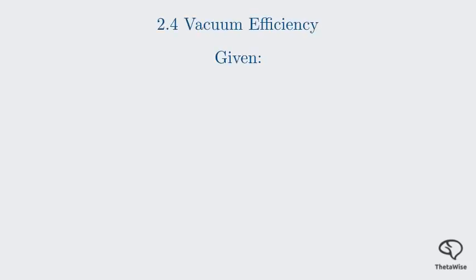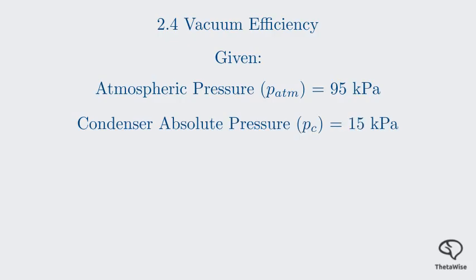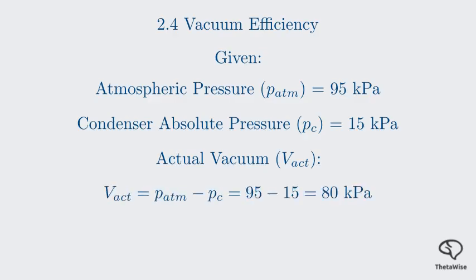This section covers vacuum efficiency. Given values are as follows. The atmospheric pressure, P_atm, is 95 kilopascals. The condenser absolute pressure, P_C, is 15 kilopascals. Now we calculate the actual vacuum, V_act. V_act equals P_atm minus P_C, so 95 minus 15 equals 80 kilopascals.